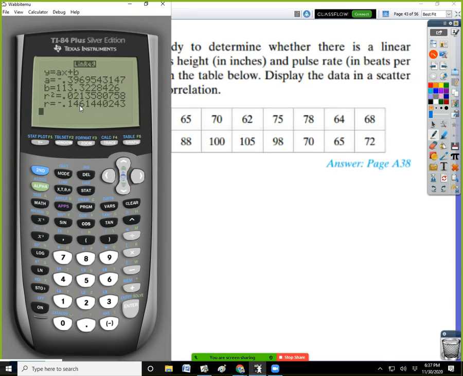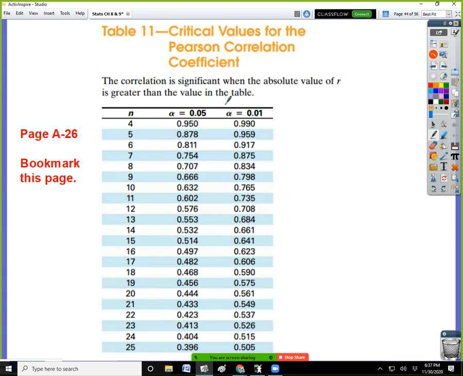Pretty much if you're not at least 80, you have no correlation. And here we only have 14%. So we're going to have none. Okay? So let's look. Now, the critical values for the Pearson correlation coefficient.